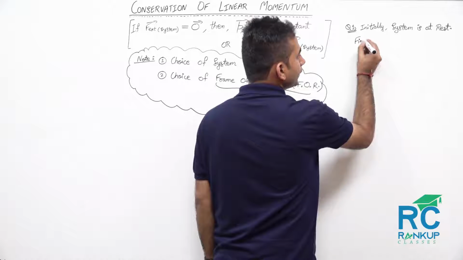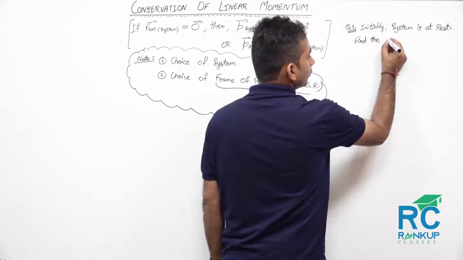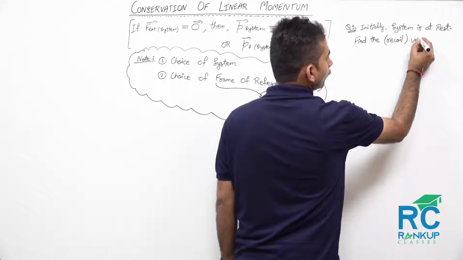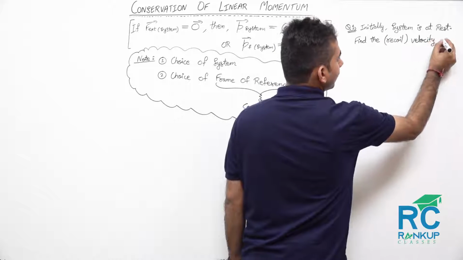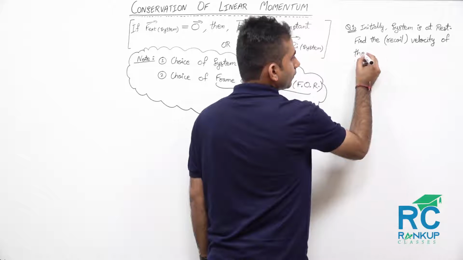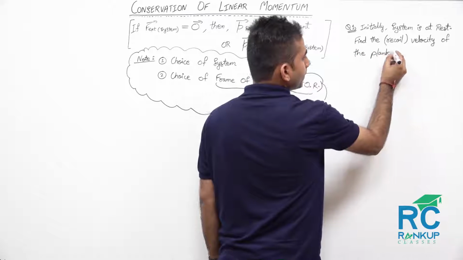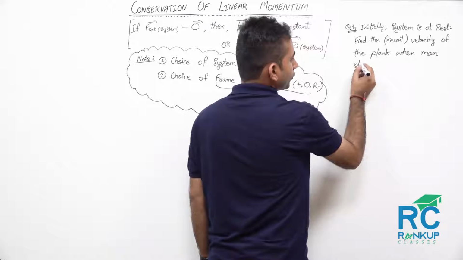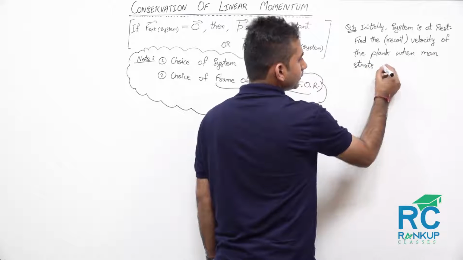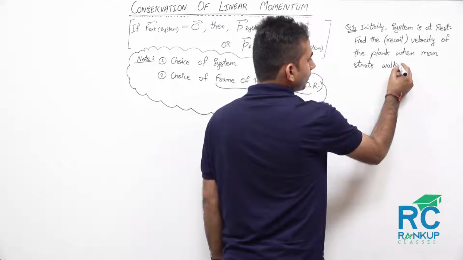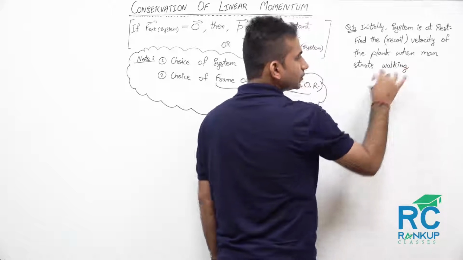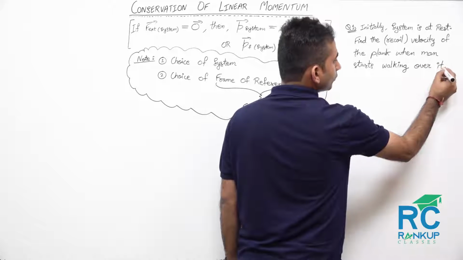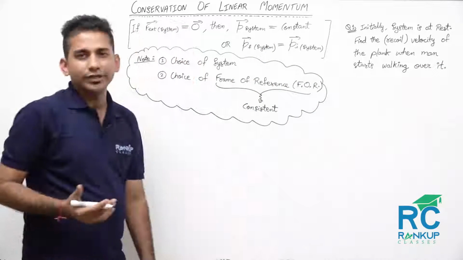You need to find the recoil velocity of the plank when the man starts walking over it. There is a man standing over the plank which was initially at rest, and now the man starts walking over the plank. So there will be a recoil velocity attained by the plank. You need to determine it.